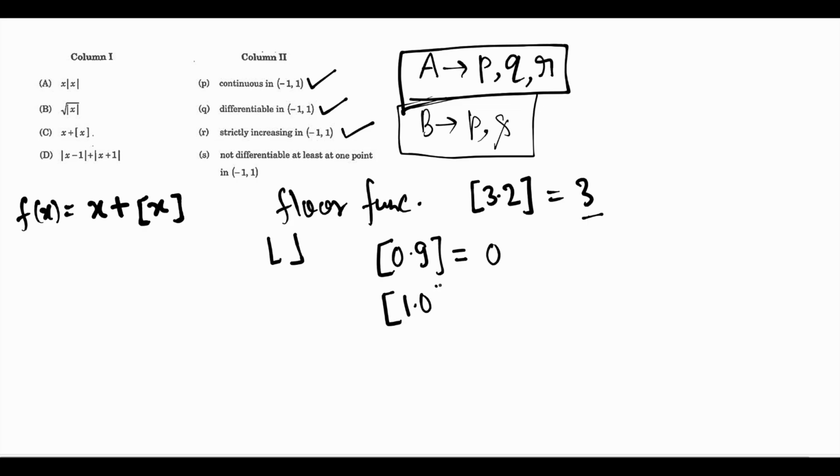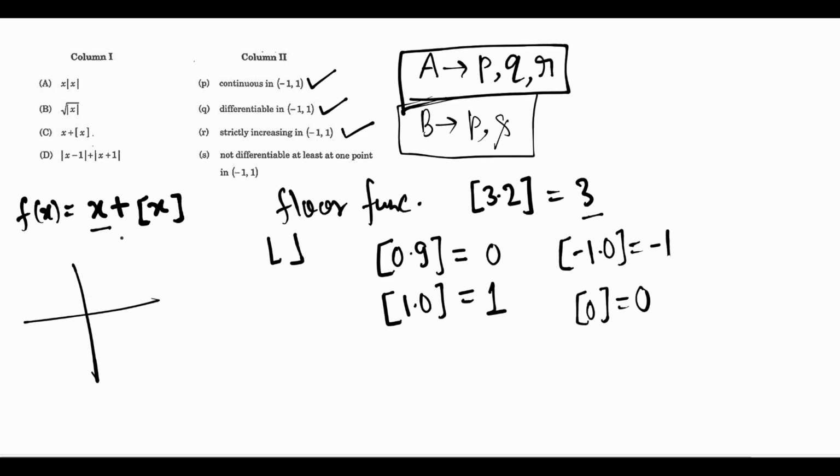What happens when we operate the same floor function on 1.0? It provides us 1 because 1 is nearest and equal to 1.0. Another example that we can see are negative values. For minus 1, it will provide us minus 1. For 0, it will provide us 0. So these are some examples which we tried to see.